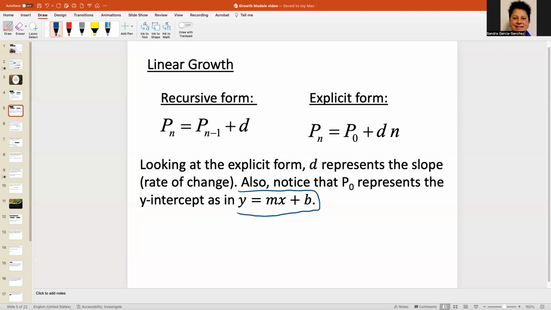One thing that we can remember is that the linear growth explicit form is very similar to the slope-intercept form, where m is the slope and b is the y-intercept. In this case, D will represent the slope because the slope is a rate of change, and D is a rate of change because it's an amount that is added or subtracted every month, every week, every year, etc. So this idea is important to know because you will see in a problem that I'm going to show you that sometimes we need to find D using the formula to find the slope. And we are going to talk about that very soon.